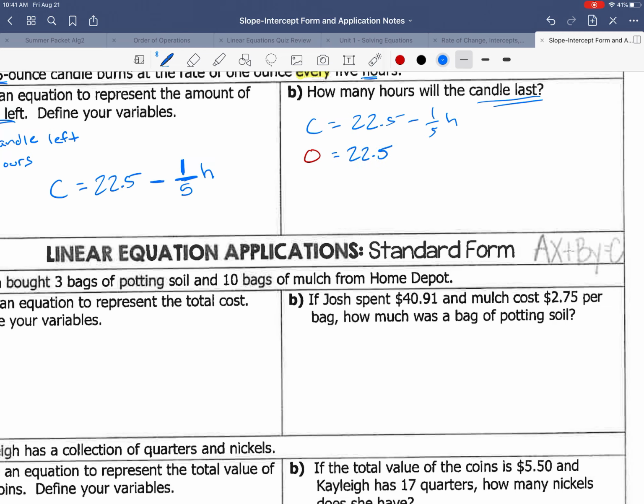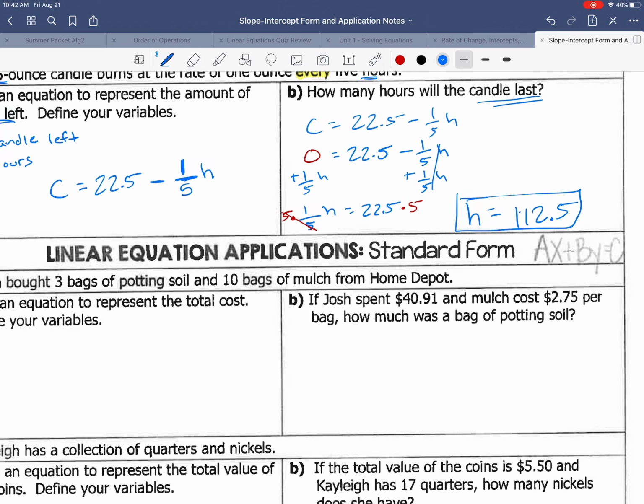So 0 equals 22.5 minus 1 over 5H. Then just get the H by itself, and that will tell us how many hours the candle lasts. So I'm going to move 1 over 5H to the other side. So I've got 1 over 5H equals 22.5. To get that H by itself, 1H, we'll just get rid of the fraction. Whatever you have on the bottom in the denominator, you can multiply by to cancel that fraction out. So that leaves me just 1H equals 22.5 times 5, which is 112.5. So that candle would last 112.5 hours.